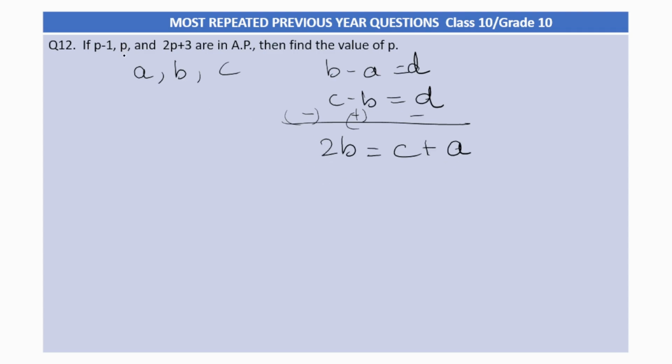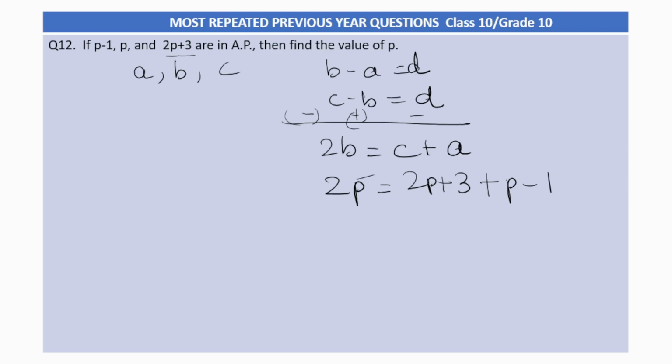So here, which is the middle term? Instead of B, I can write here 2P. Middle term is P. And what is C here? C is 2P plus 3. So I can write 2P plus 3 here. And P minus 1 is the first term. So like this I can write.